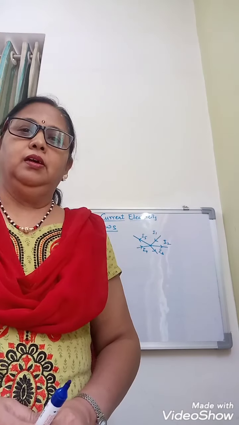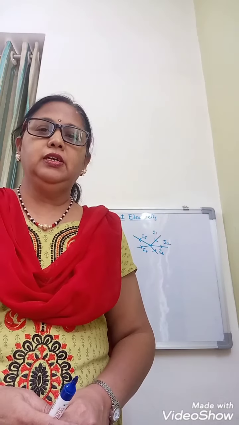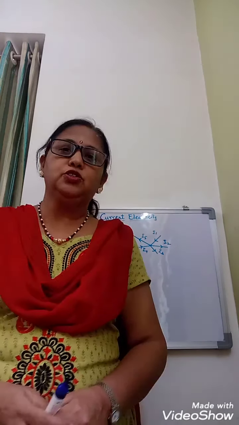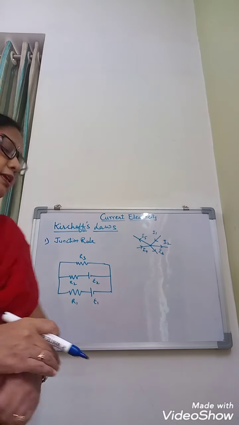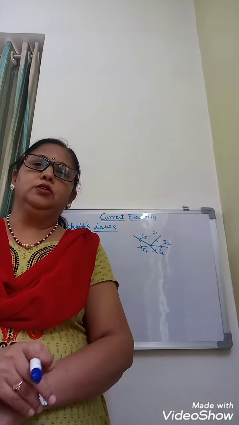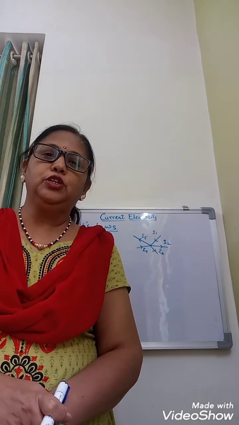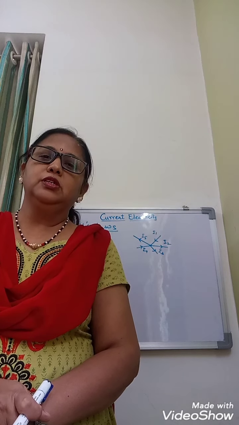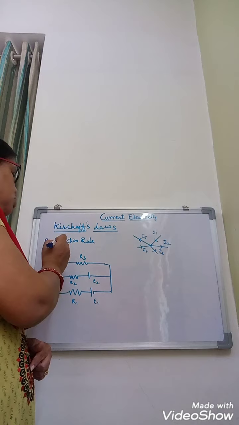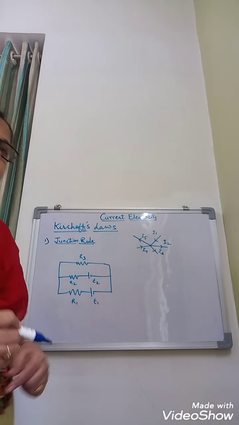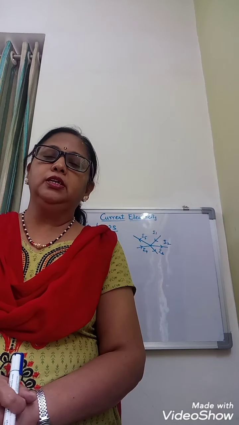Good morning, children. In the topic current electricity, today we are going to study our next topic, that is Kirchhoff's laws. This is a very important topic in current electricity. There are two laws of Kirchhoff's. These were given in 1942 by the scientist whose name is Kirchhoff. Now the first law is called the junction rule, and the second one is called the loop rule. So one by one we are going to study these laws.